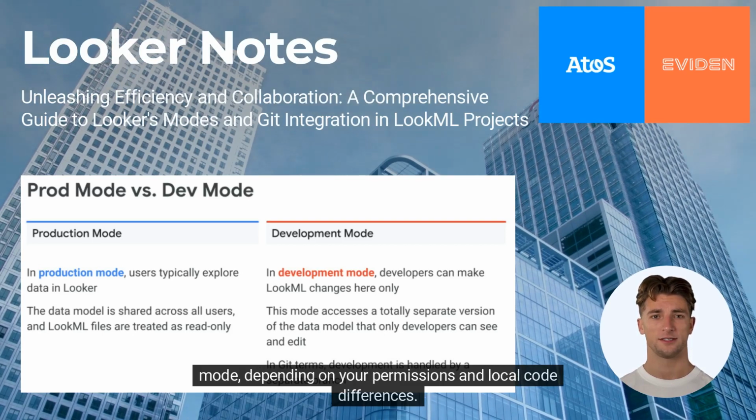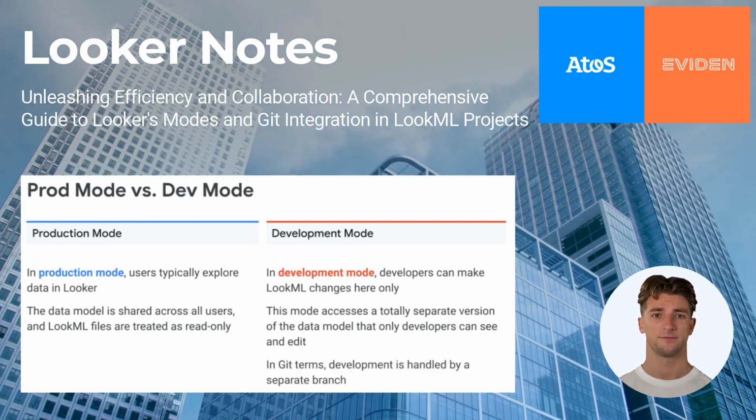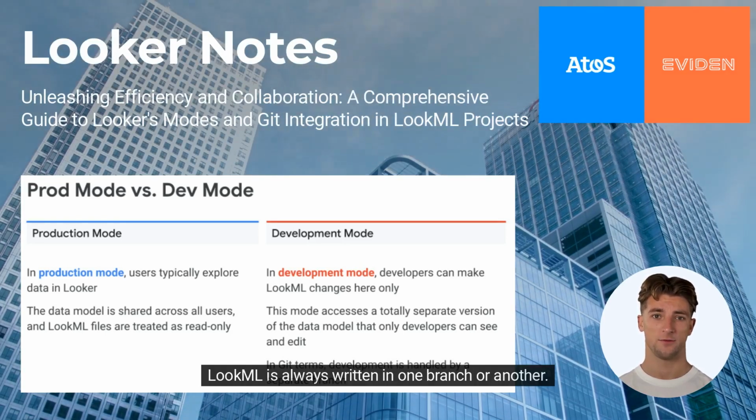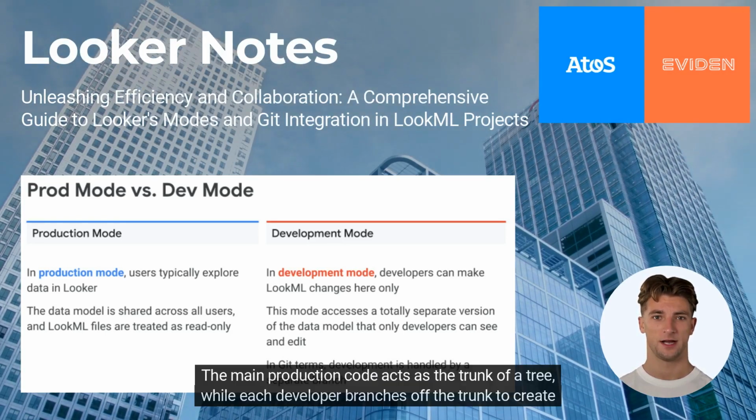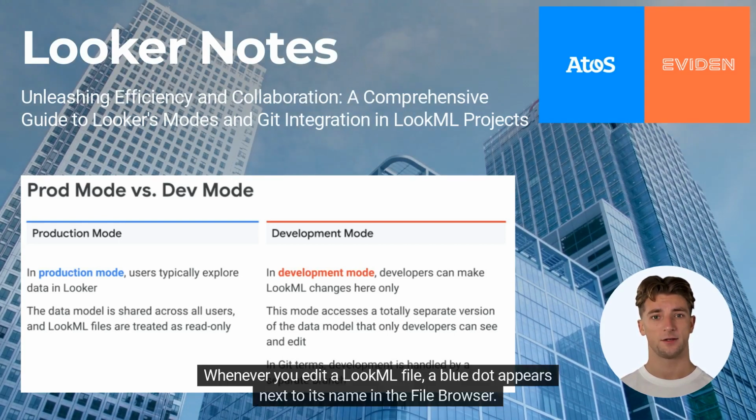The IDE and Explore menus offer different features and options in production mode versus development mode, depending on your permissions and local code differences. Git is a version control system that Looker integrates with for version control of LookML projects. LookML is always written in one branch or another. The main production code acts as the trunk of a tree, while each developer branches off the trunk to create new features such as fields and explores.